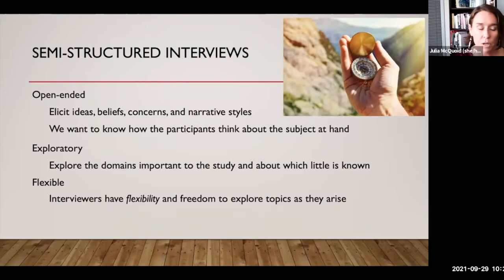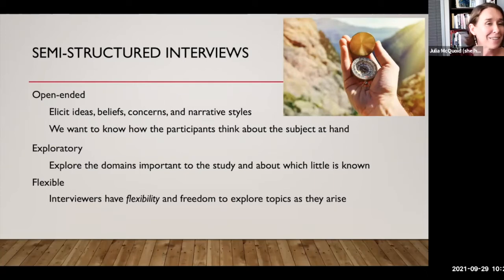It has an exploratory angle where you have not only permission, but really you are tasked with exploring the domains that are important to the study and about which little is known. This requires a willingness to have a sense of adventure in your interview, and to take some risks and explore some different highways and byways. If things aren't going in a productive direction, that's when you come back to your interview guide, and you use it as home or your compass to keep you moving on track.